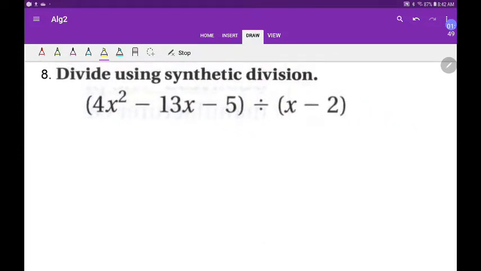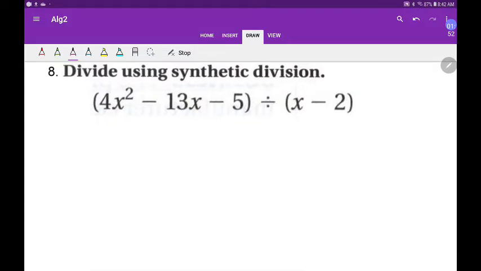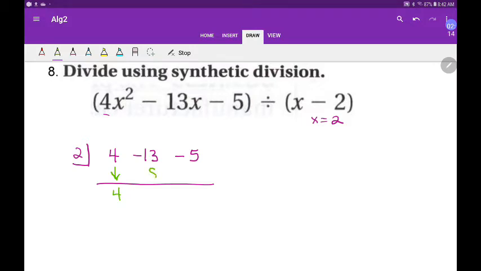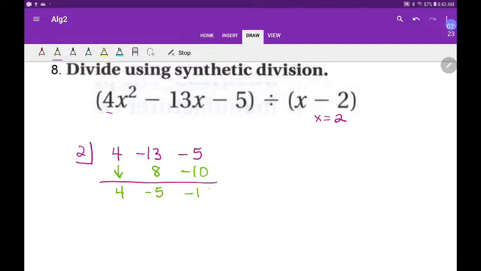We'll use synthetic division, so we're going to say x equals positive 2, so we'll say 2, and we'll say 4, and negative 13, and negative 5. And we'll leave ourselves a space, and we'll bring the 4 down, we'll say 4. 2 times 4 is 8. 8 and negative 13, when I combine them, give me negative 5. 2 times negative 5 is negative 10. I combine these guys, and I get negative 15.